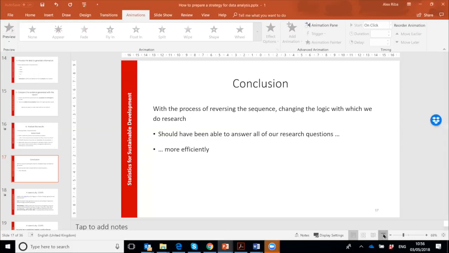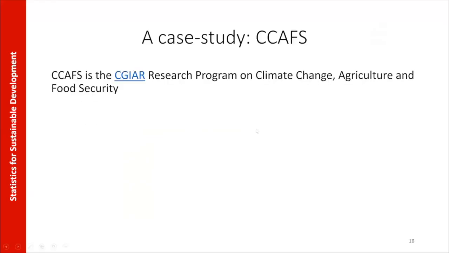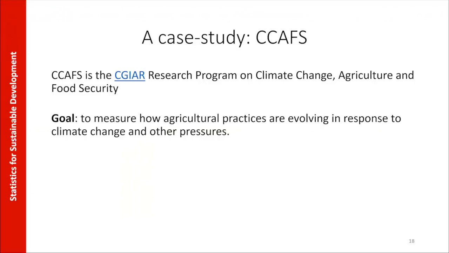So now I'm going to present a case study, which is the CGIAR project we were working on until a couple of years ago. It is the CGIAR research program on climate change, agriculture, and food security. Probably it's not exactly the same kind of project as the research project you are dealing with, but it has some similar characteristics. The goal was to measure how agriculture practices are evolving in response to climate change and other pressures.